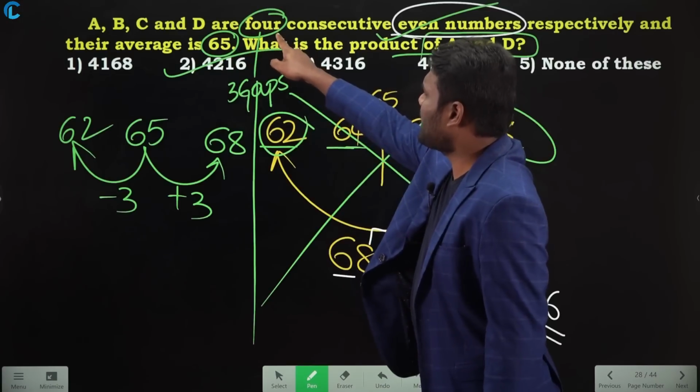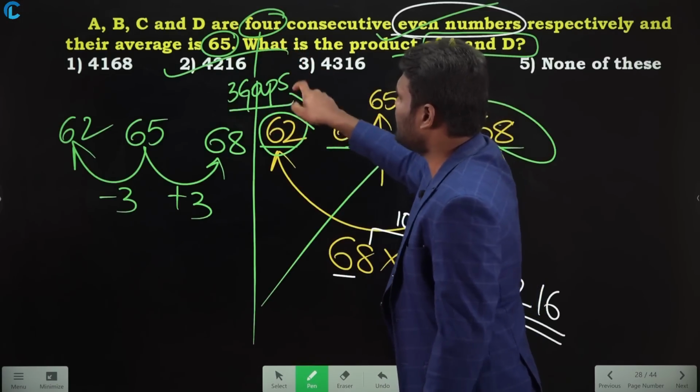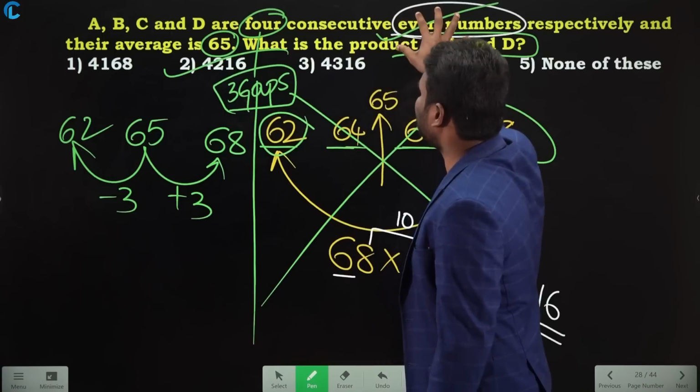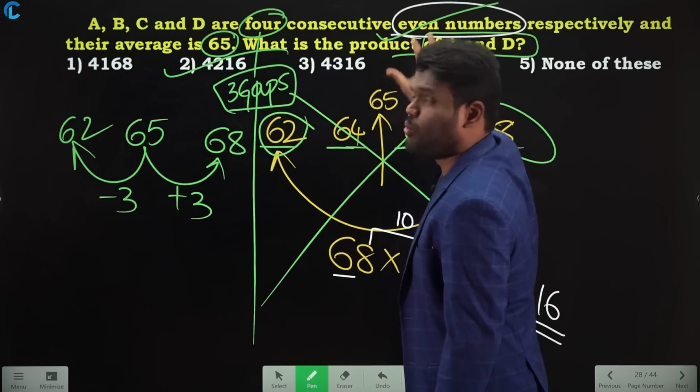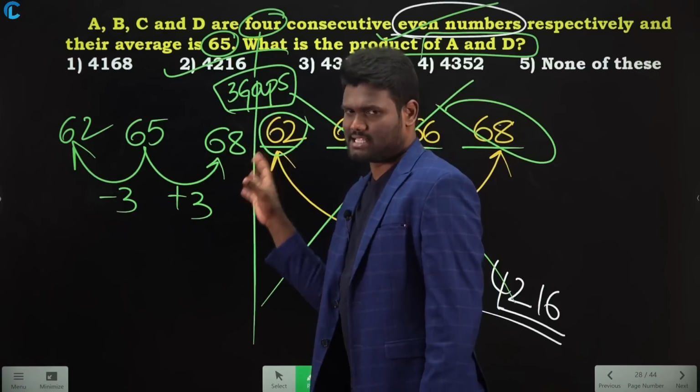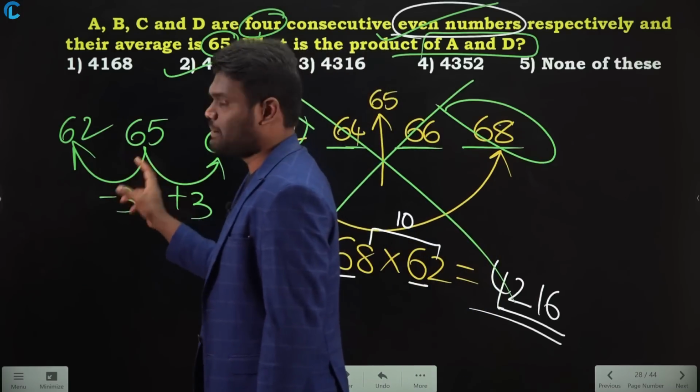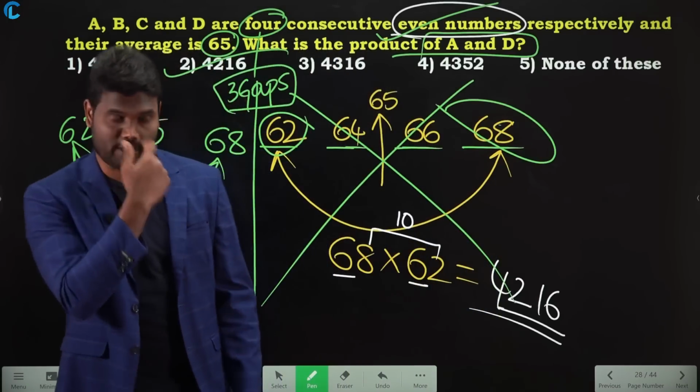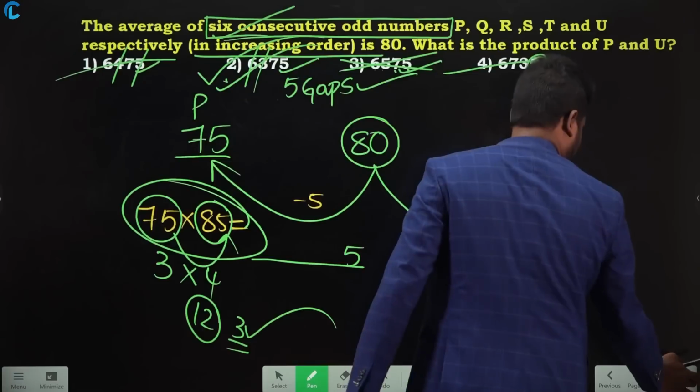As you have 4 numbers, the number of gaps will be 3. And as it is an even or odd number, what I told you is to directly add the number of gaps to get the highest number, or subtract the number of gaps to get the lowest number. Okay. Let us look at the next one.